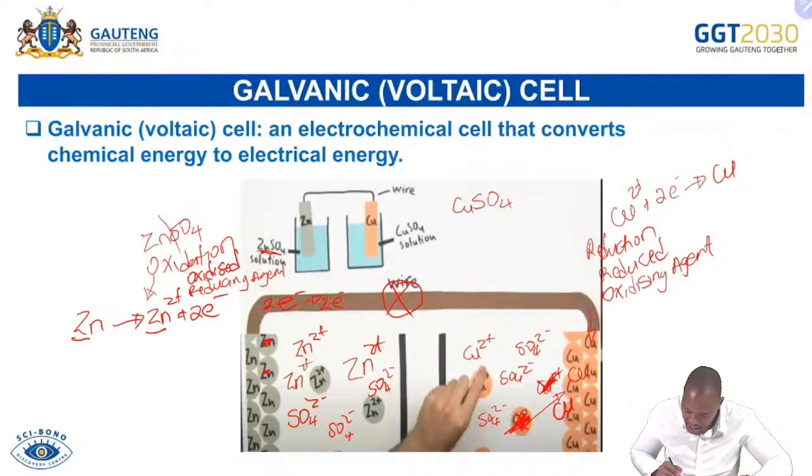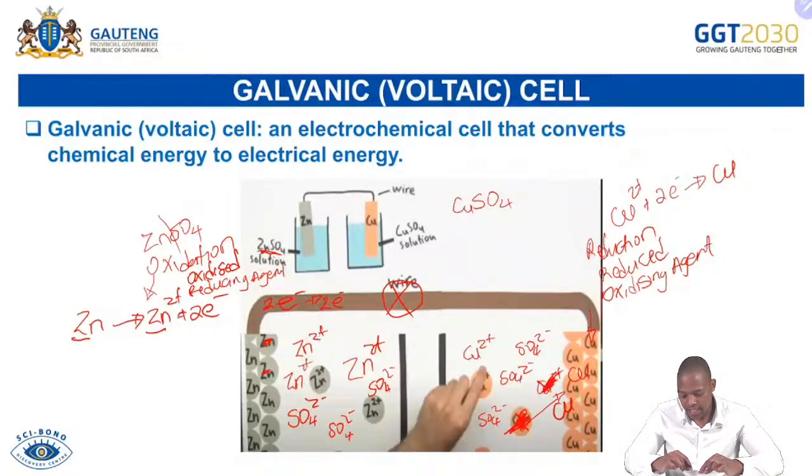In this solution here, we no longer have the Cu2+, because they've become copper. Here, we now have the Zn2+. So this right here, grade 12, is a problem. Okay? Why is this a problem?